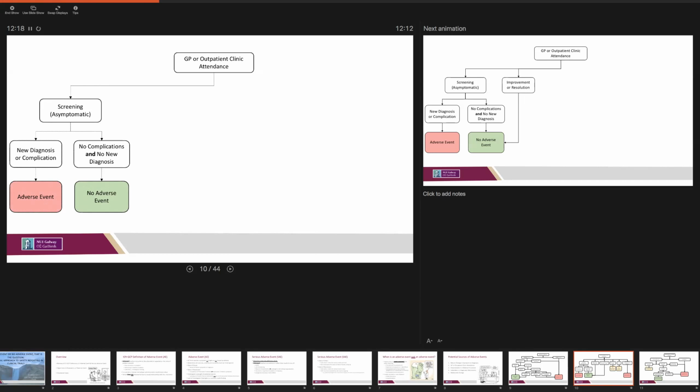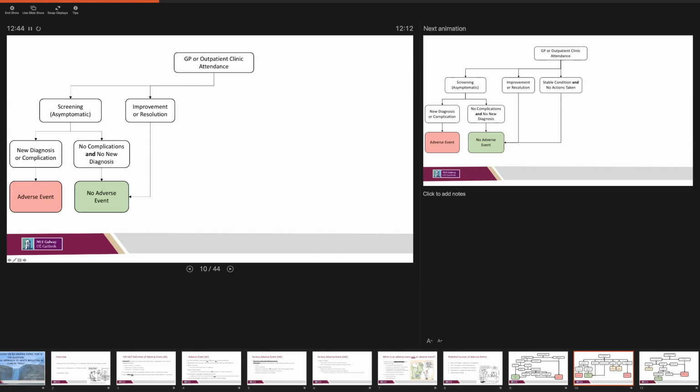If somebody attends for a screening activity and there is either a new diagnosis or a complication, that would be an adverse event. So an example here would be somebody who attends for a mammogram as part of a breast check, and the mammogram is normal, but the person had a reaction to something that occurred as part of the mammogram. The reaction to the mammogram would be an adverse event. Or somebody who goes and ends up being diagnosed with a cyst or a problem, that would be an AE.